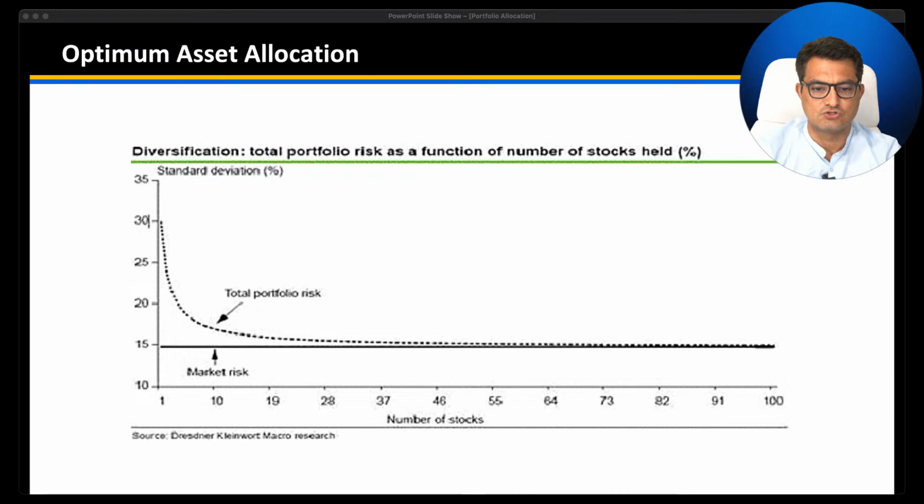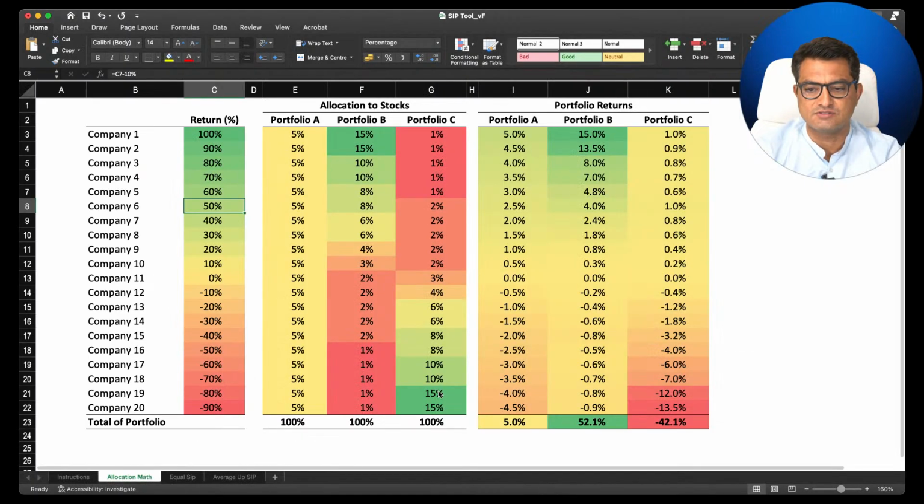Now let's come to the topic of how to build a SIP portfolio. First things first, I'll share the Excel copy here so that all of you can understand what is important in building your stock portfolio and what the different ways to go about it are. Let me share the screen and hopefully it should be visible. I hope all of you are now able to see the Excel window.